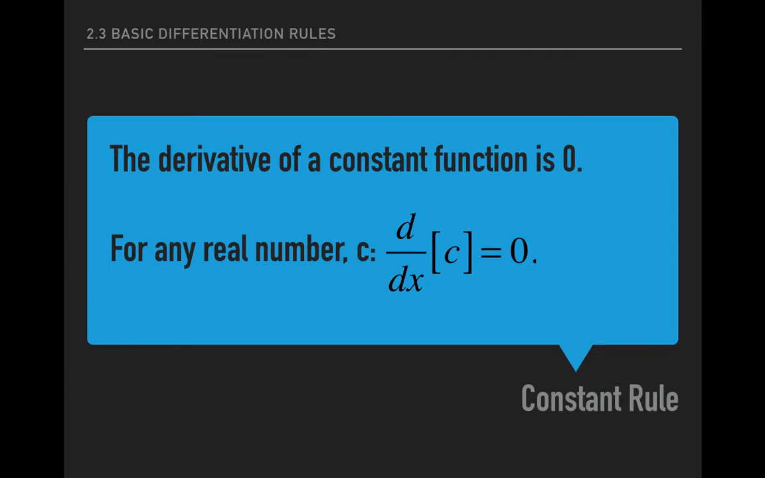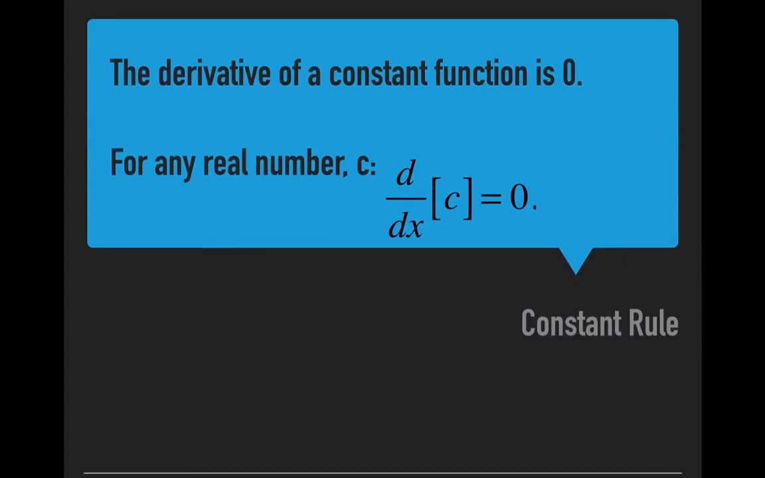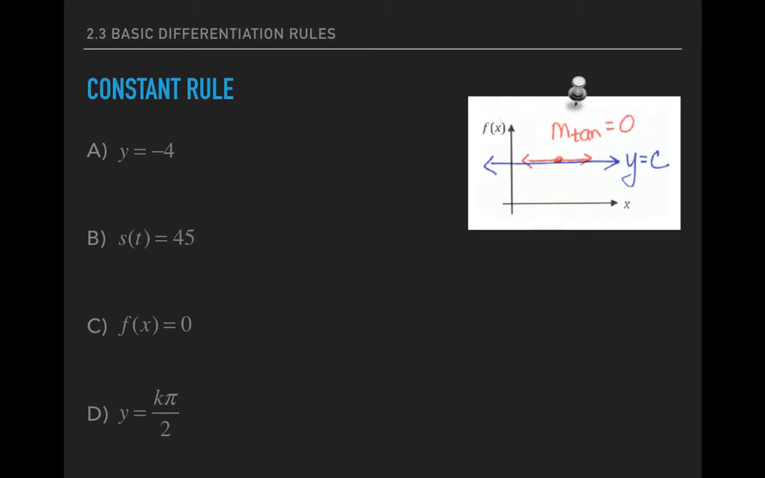Here is your first rule worth $1 million. The derivative of a constant function is 0 every single time. And if you think about it graphically, that makes sense because a constant function is just a horizontal line, and the slope of a horizontal line is 0.